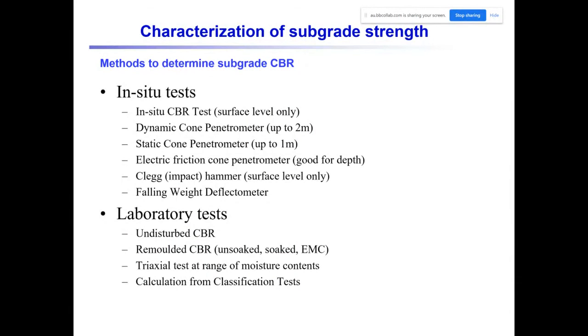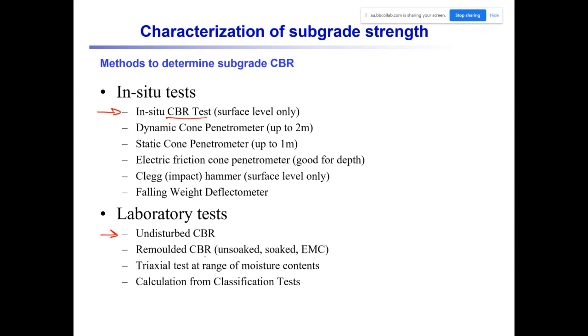But how can we determine the CBR value? There are different types of tests, in situ tests as well as laboratory tests. The most popular ones are in situ as well as undisturbed CBR tests, laboratory tests. The other tests that we have are dynamic cone penetrometer, static cone penetrometer, electric friction cone penetrometer, Clegg hammer test, falling weight, and these are different types and for different thickness, for different depths. So you can see that the CBR test is generally for the surface, but dynamic cone penetrometer can be continued on up to 2-meter depths.